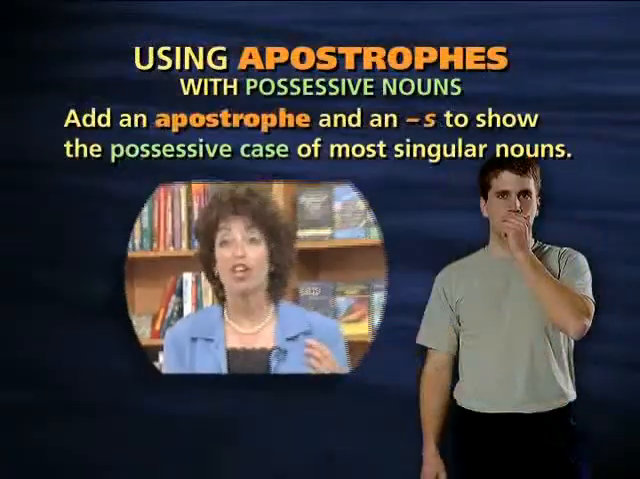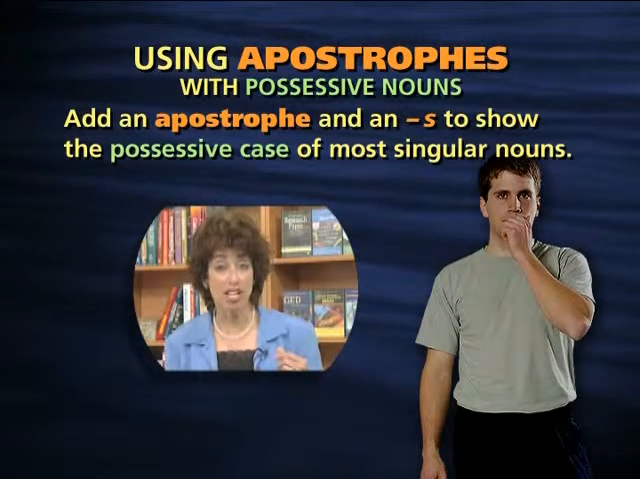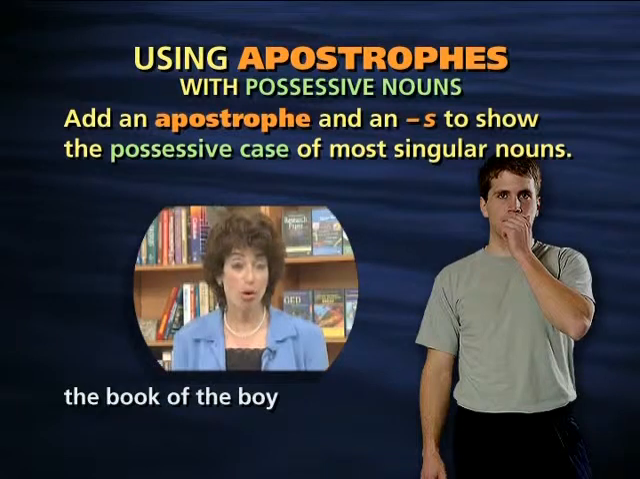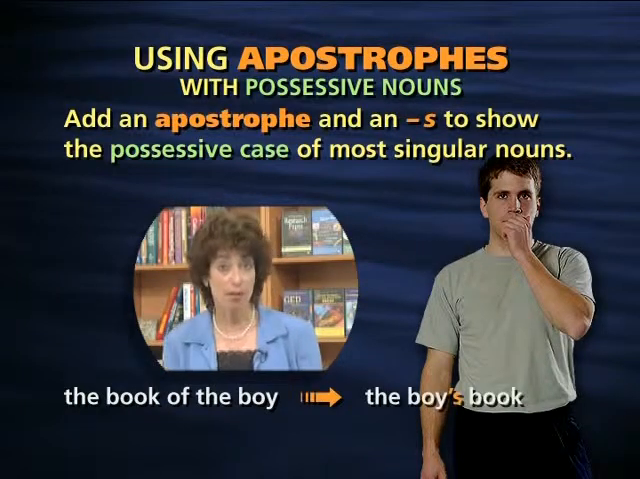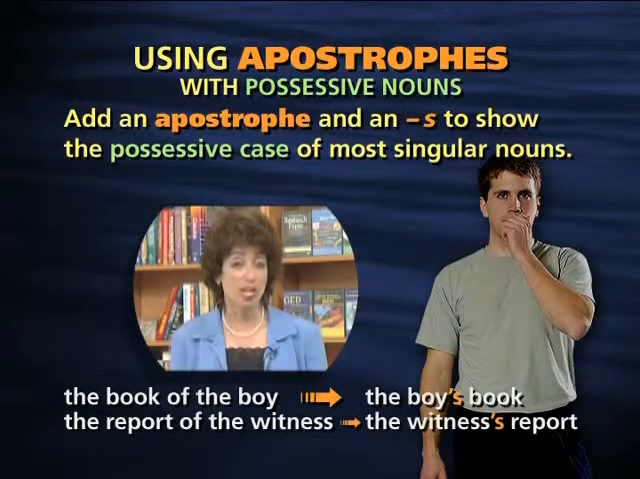Turning now to apostrophes with possessive nouns. People tend to put apostrophes with plural nouns rather than possessive nouns. And that is incorrect. They're used with possessive nouns. You add an apostrophe and an S to show the possessive case of most singular nouns. For example, the book of the boy becomes the boy's book. The report of the witness becomes the witness's report.